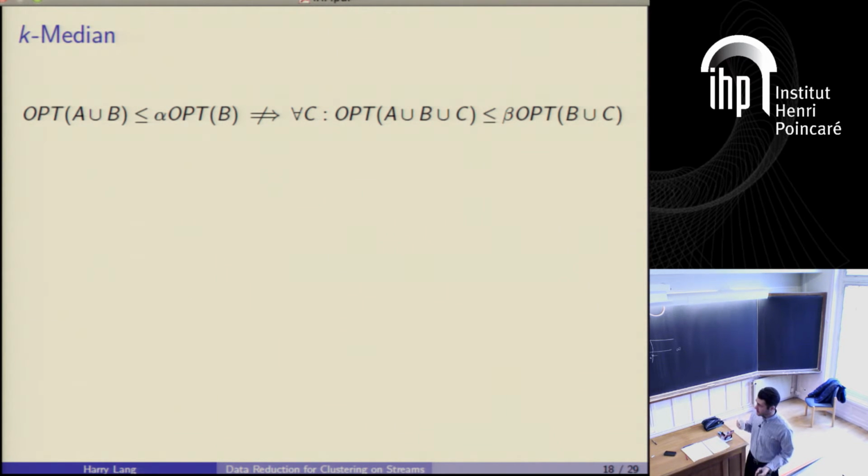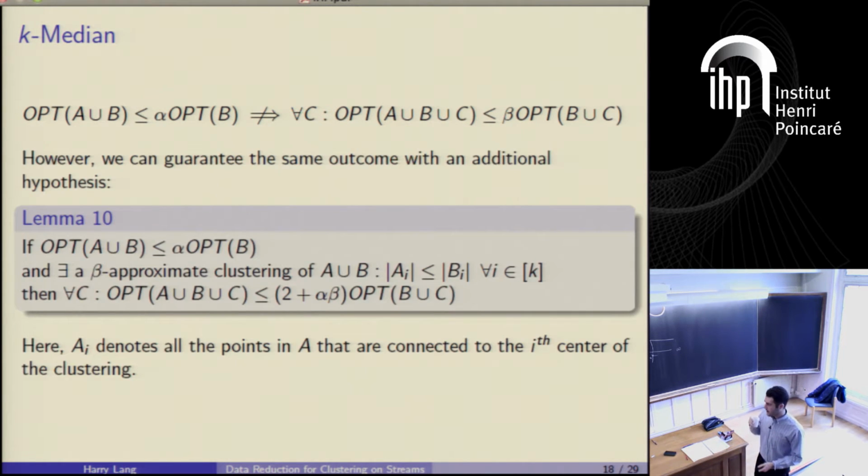So here's the condition it doesn't satisfy. But by adding one more hypothesis, we can get the same result that we want at the end by just requiring one more thing. So here, the first condition is exactly the same as the smoothness, and the result is the same. So the only thing that's changed, as I said, in addition to the costs being similar, there also exists some clustering such that the cluster sizes of A are less than the cluster sizes of B.